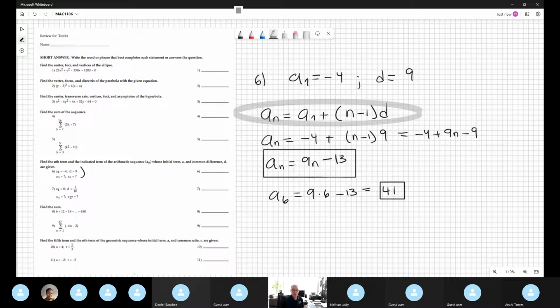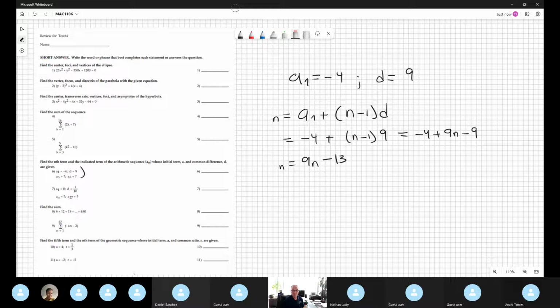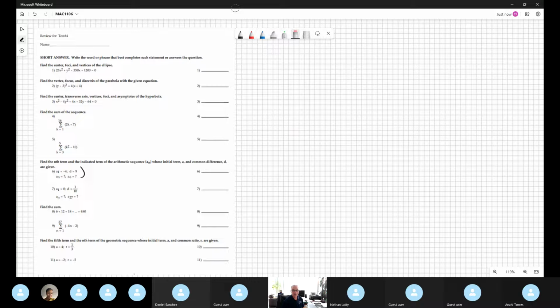Okay. Let's move to 7, which is very, very similar. It's the same, but a different number. It's an arithmetic sequence also. But a1 is 0. Wow. And 0 is nothing, no? And d is a fraction. Okay, no problem. A fraction is a number. I need to find a sub n, I need to find a27.